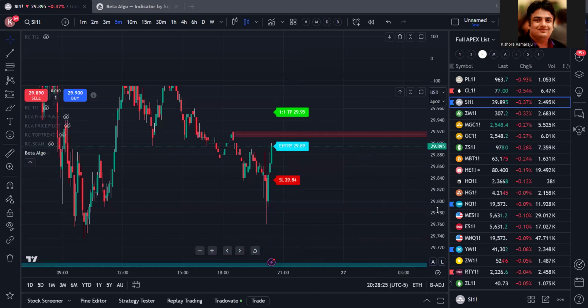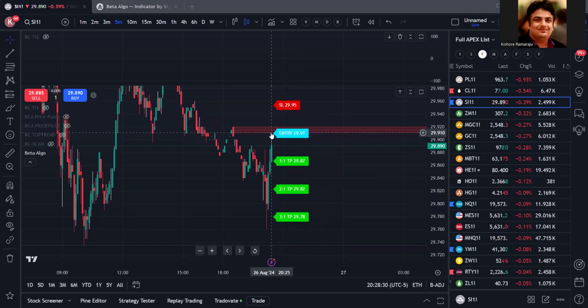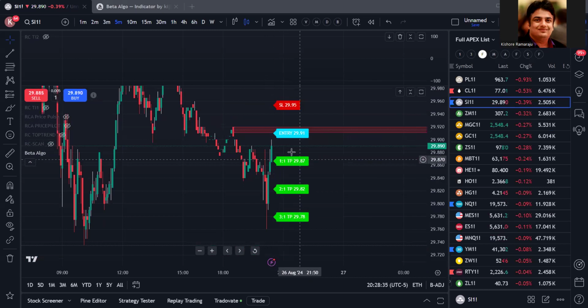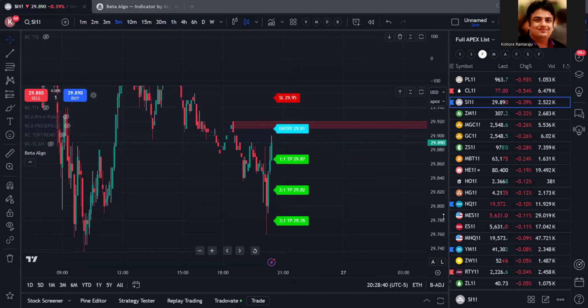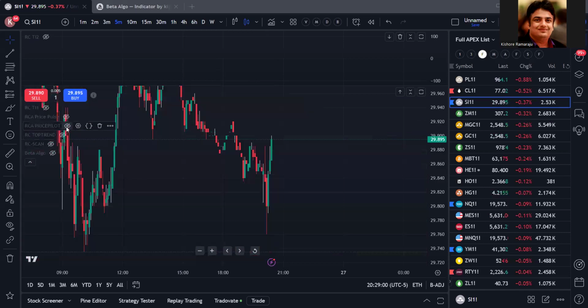If it is too much confusion, just use any one. So it may go here and then may touch this resistance. These are our targets once it touches the resistance. And when it is going close to that, you can also watch if other indicators are also aligned. So overall, there is a red background, red cloud. That means it is bearish from the top trend.